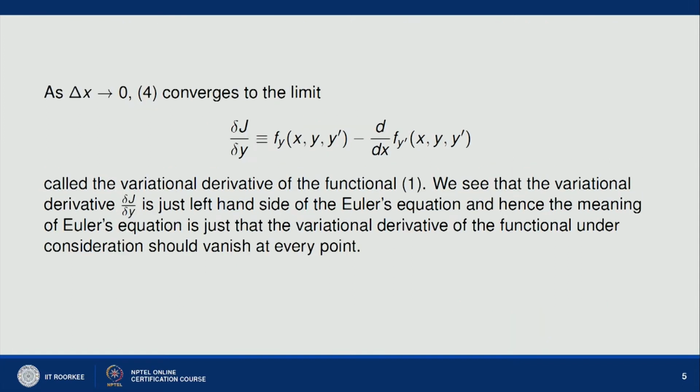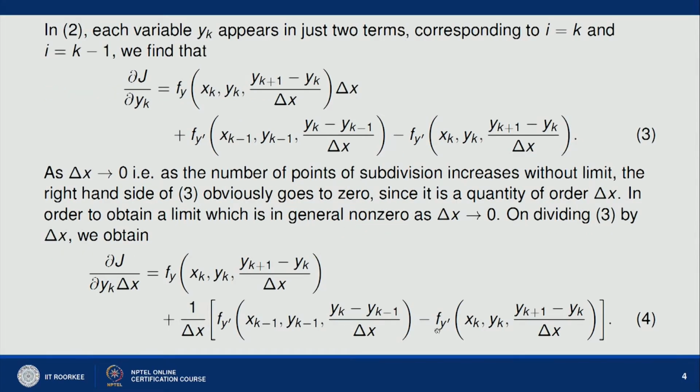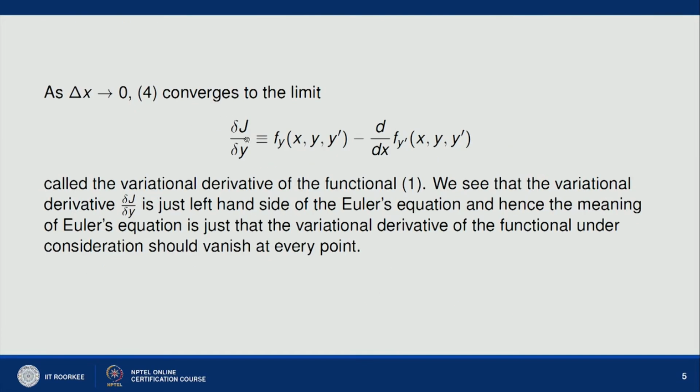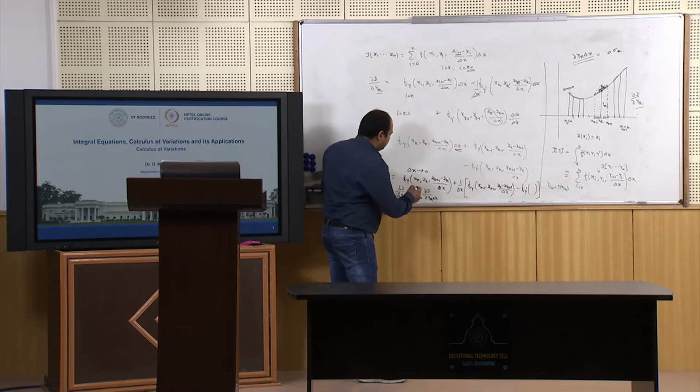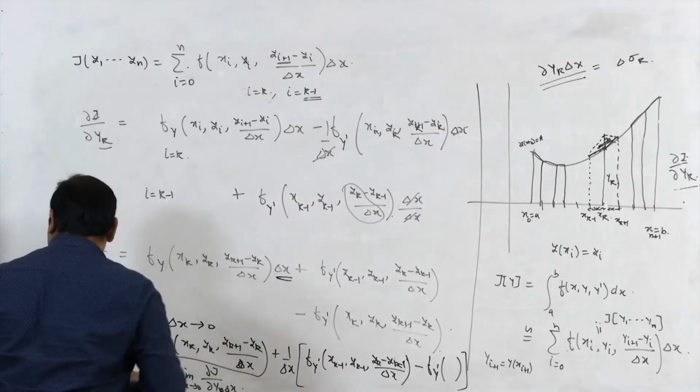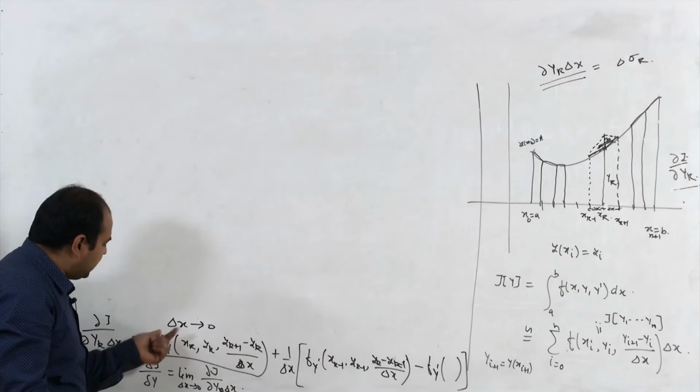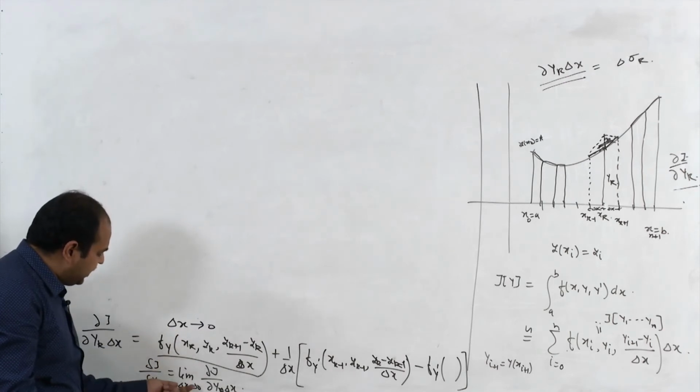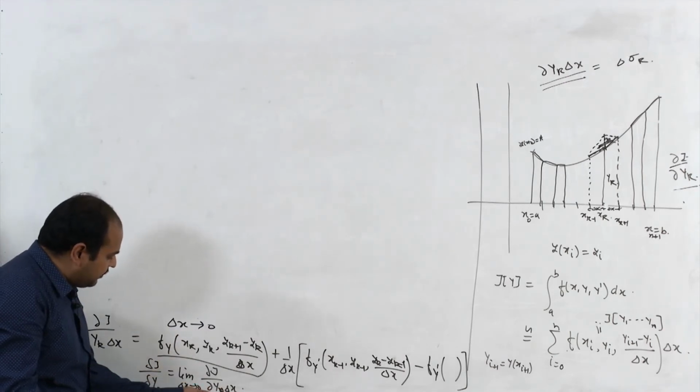Now, as you take the limit Δx tending to 0, the last term will tend to some limit, which we call δJ by δy, and which is given by f_y(x, y, y') minus d/dx of f_y'(x, y, y'). That is clear: as Δx tends to 0, what will this tend to? To find δJ by δy, we take the limit Δx tending to 0 and find the expression.